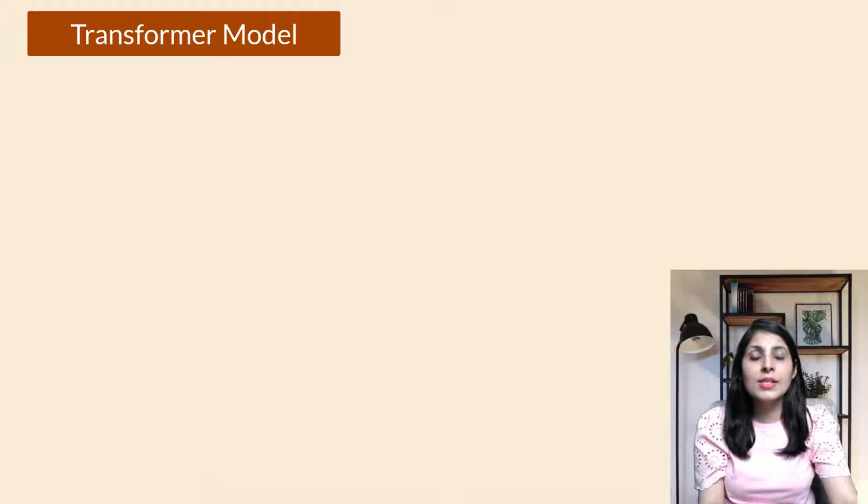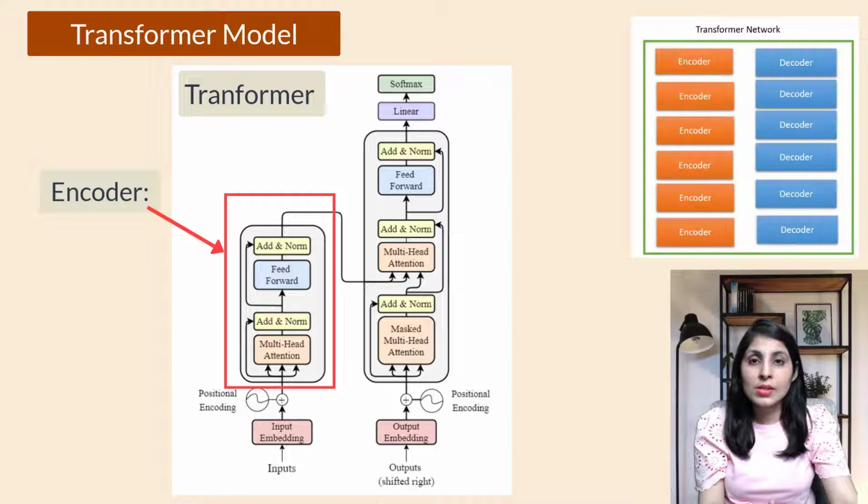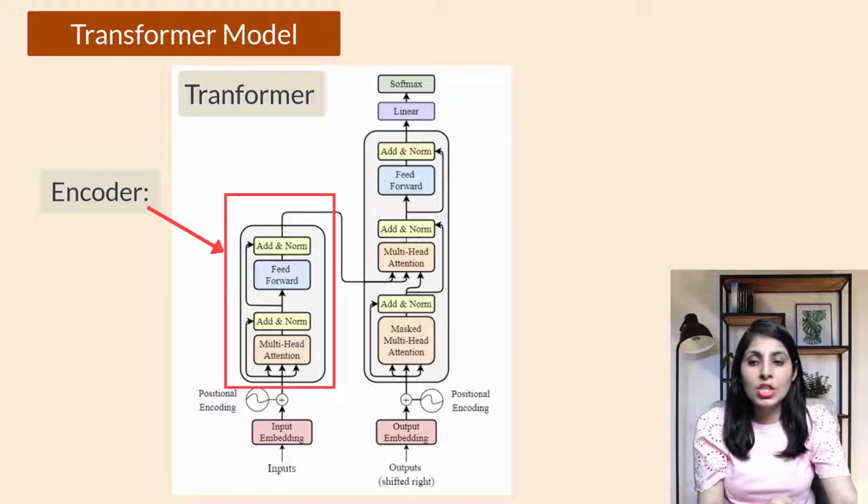Now the next step is the encoding layer. The transformer network has 6 encoders and 6 decoders. You can see the architecture over here. Now we will talk about each and every layer in the encoder, and then we'll discuss what is in the decoder. Let's start with the encoding part.